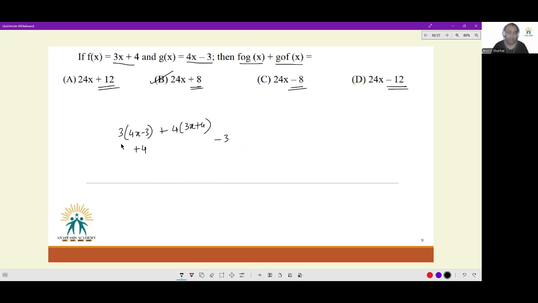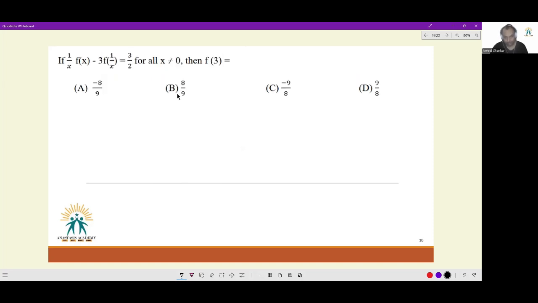If we want to complete it in entirety, we will of course go ahead and write down 12x minus 9 plus 4 plus 12x plus 16 minus 3, which will then lead us to 12x plus 8. The working is not going to change drastically. The answer will of course remain the same. Since all the constant portions here were different, you could have only focused on the constant portion and arrived at your answer. Okay.